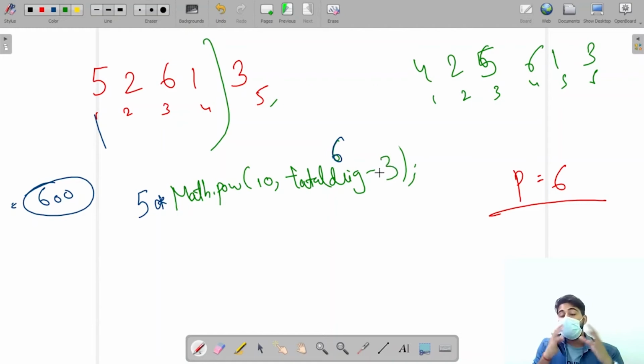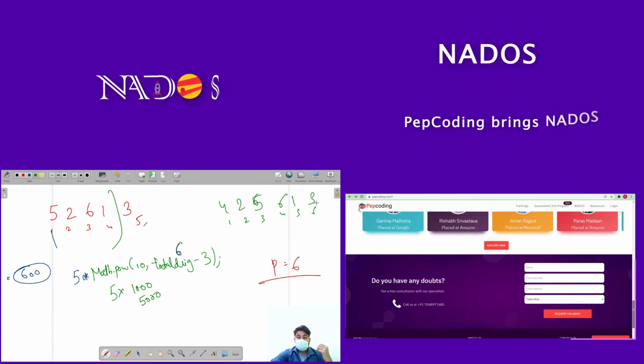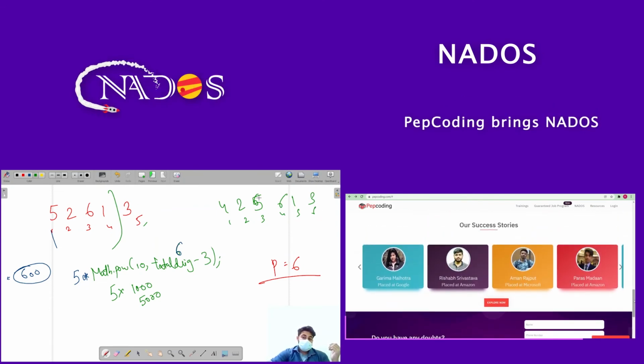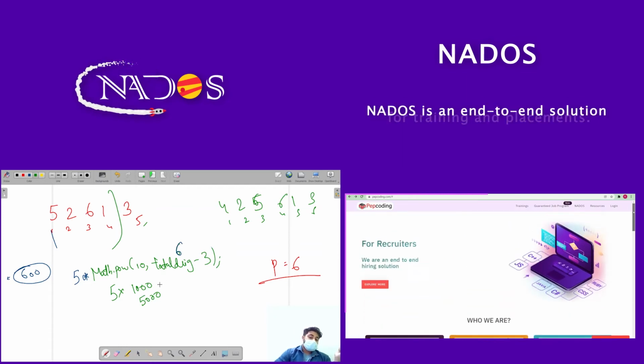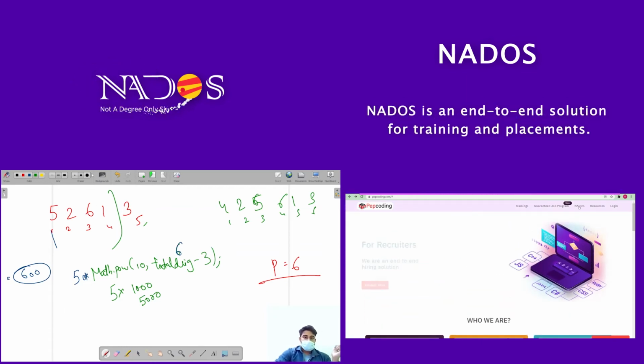So here 5 multiplied by Math.pow of 10 to the power 6 minus 3, that is 3. So here I get 5 into 1000, that is nothing but 5000. But when I look at my correct output, I can see that my 5 is placed at the 1000 position. That is absolutely accurate.